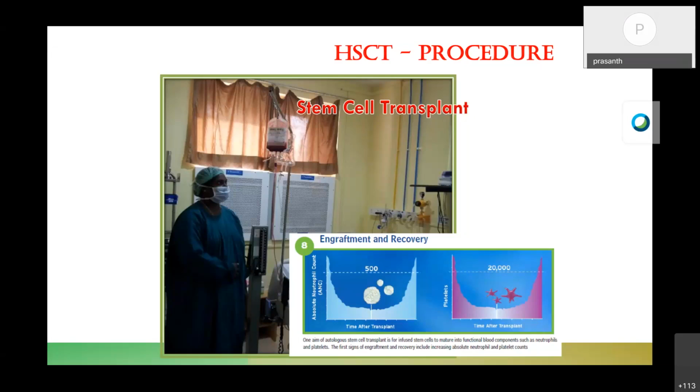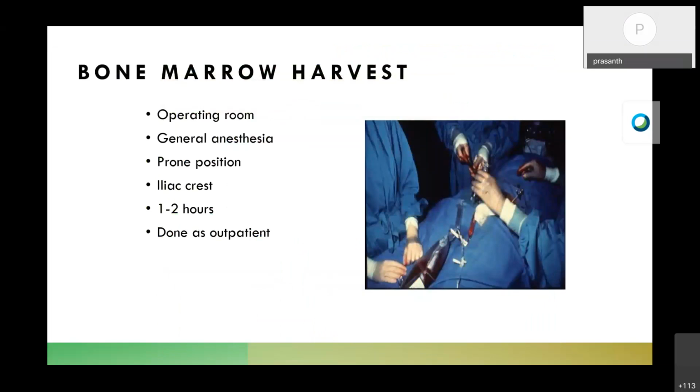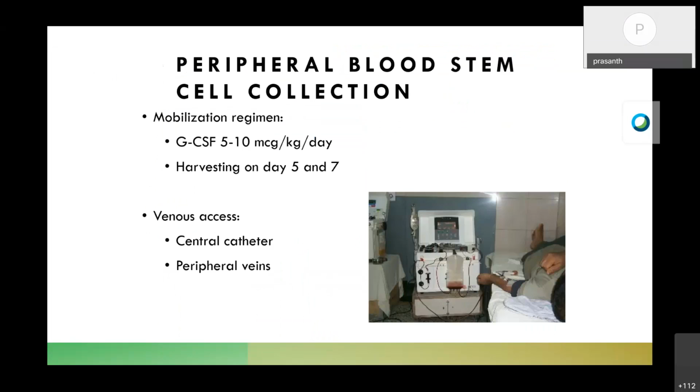And when they are so profoundly neutropenic, they are vulnerable to all kinds of infections, bacterial, fungal, viral. So because of that, we generally do this procedure in a stem cell transplant unit, which is air controlled and it's like a closed bubble where the patients are protected from infections as much as possible. If we have to do a bone marrow harvest, which is almost never nowadays, it's done in an operating room under general anesthesia from the iliac crest. It takes about 2 hours. It can be done as an outpatient. As I said, mostly we prefer stem cell collection now.